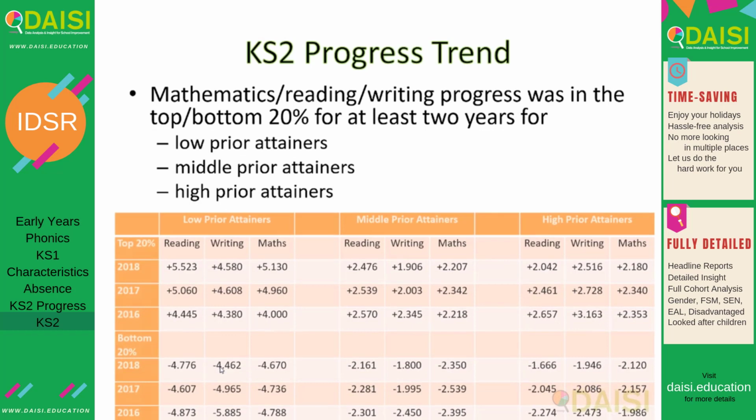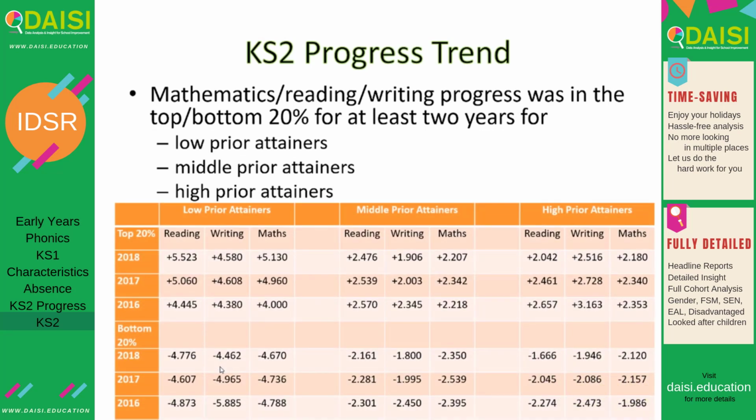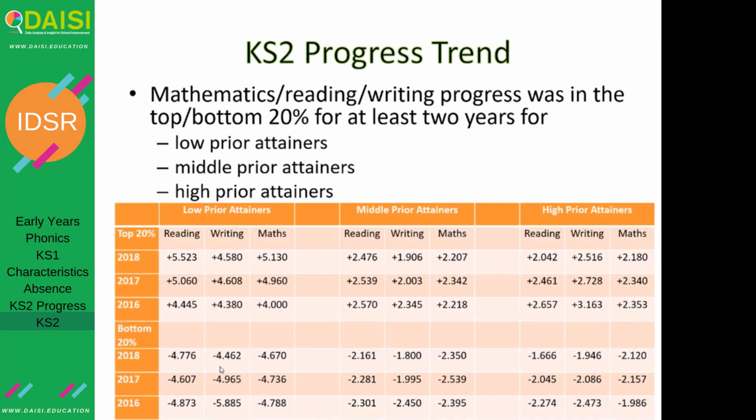It's roughly the same for your middle and high priority attainers. However, because of the wide range of progress that your low priority attainers can get, you need around plus 5 or minus 5 to get that as a strength or weakness.